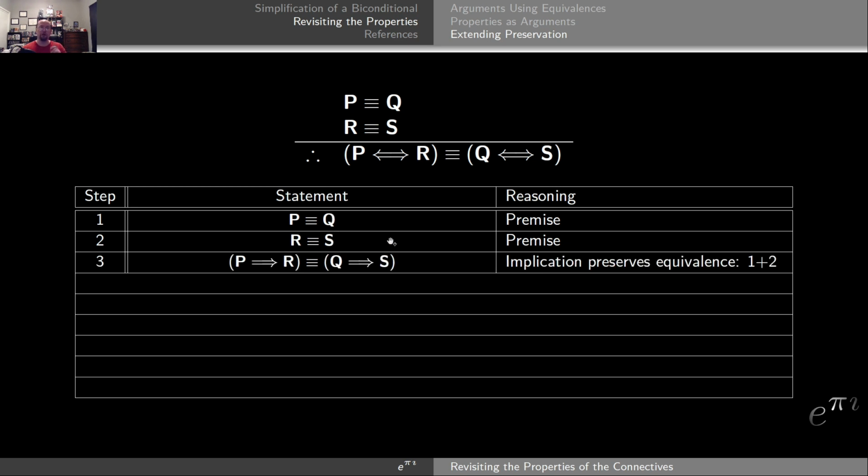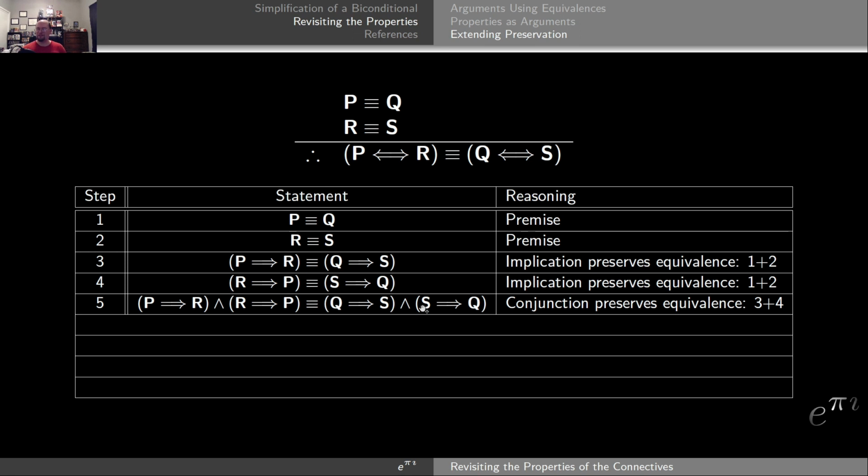But by the same token, I can do it with the converse as well. R implies P should be equivalent to S implies Q by the same token. Now what we're going to do is conjunction the left-hand sides and conjunction the right-hand sides to give me this statement using the conjunction preservation property. I'm almost done. All I need to do is rearrange these into biconditionals, and I'm done and sorted.